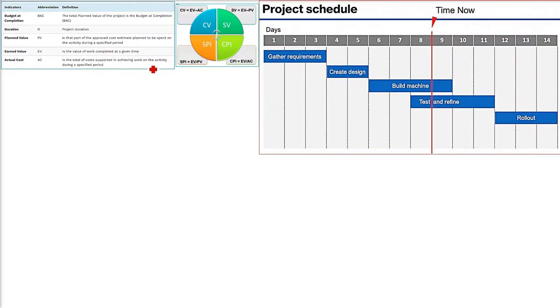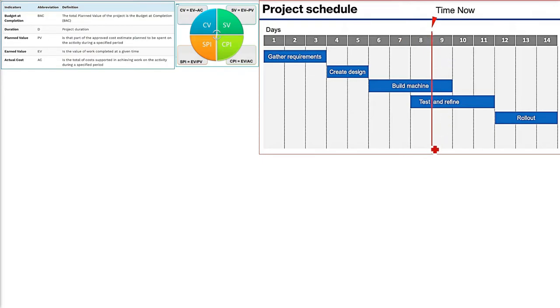Let us take an example of earned value analysis. This is a project schedule. So we have 5 tasks: gather requirements, create design, build machine, test and refine, and roll out. And these need to be completed in 14 days. And every task is given a time.